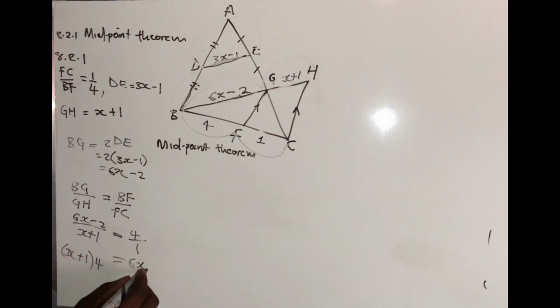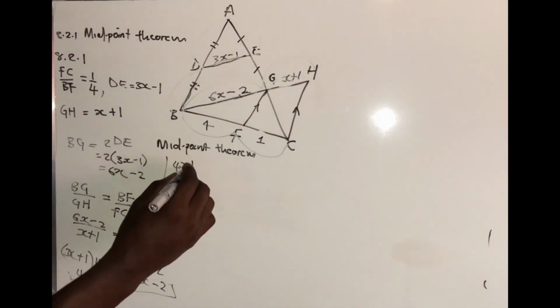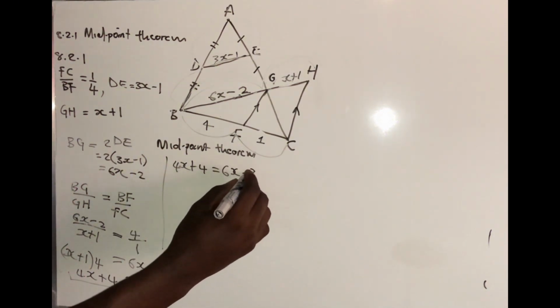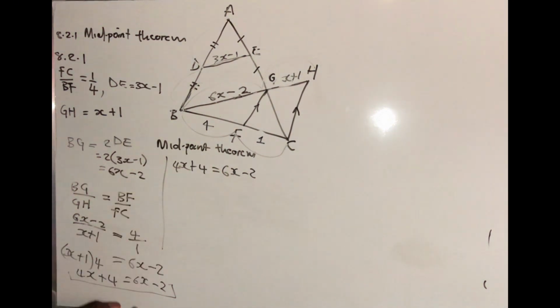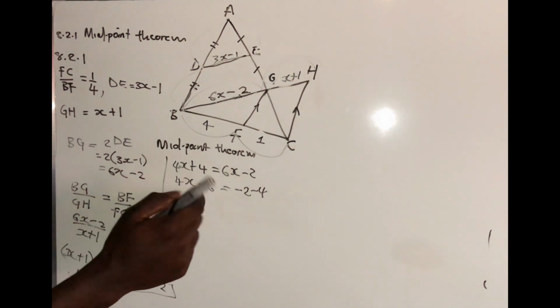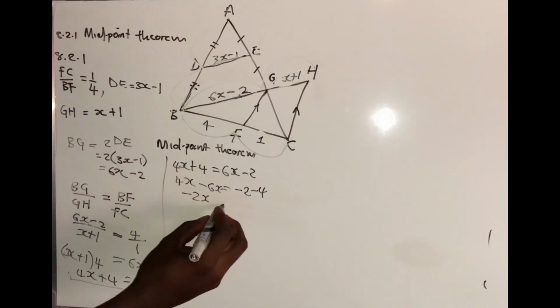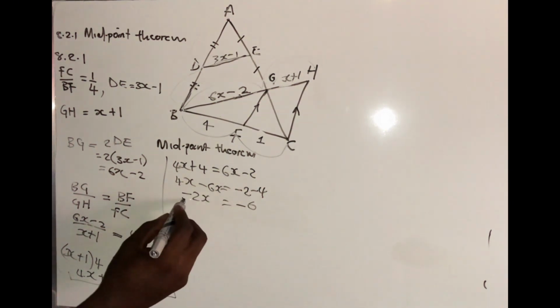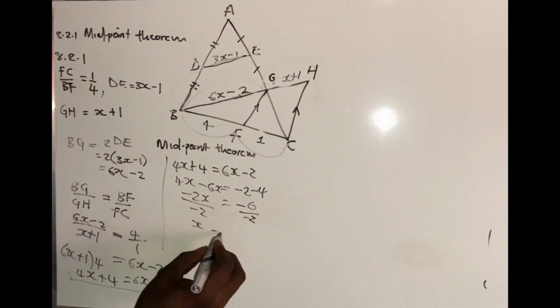It will remain as 6x minus 2. Anything multiplied by 1 is that thing. And then let's multiply 4 with x, and the 4 with 1. 4 multiplied by x, we have 4x. 4 multiplied by 1, we have plus 4 equals 6x minus 2. Let's write this equation here: 4x plus 4 equals 6x minus 2. We're grouping like terms. Take the 6x to this side, you get 4x minus 6x equals minus 2 minus 4. And then 4x minus 6x, you get negative 2x equals minus 2 minus 4, you get minus 6. Divide by negative 2 on both sides, you get x to be 3.